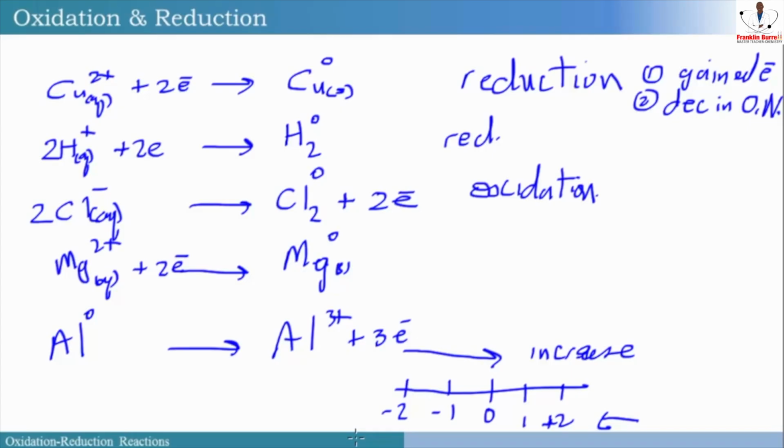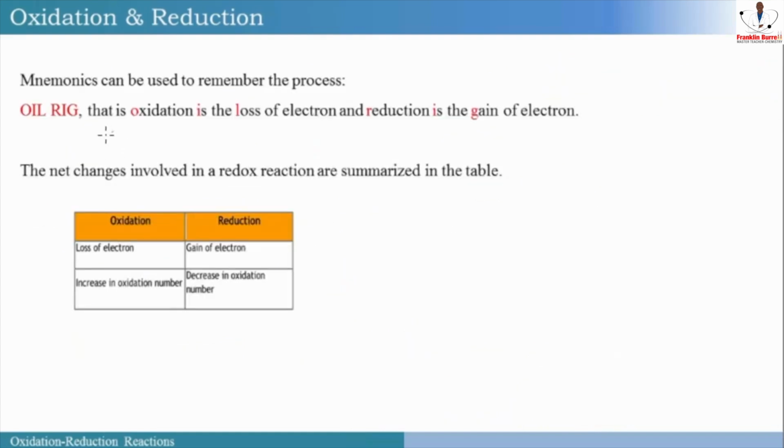Let's look at a simple way to remember the process of oxidation and reduction. Well, I'm sure that you're all familiar with OIL RIG, where OIL simply stands for oxidation is loss, and RIG stands for reduction is gain. So here we have oxidation, loss of electrons, or increase in oxidation number, whereas reduction is the gain of electrons or a decrease in oxidation number.